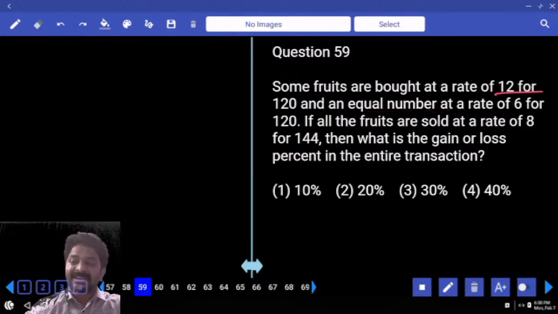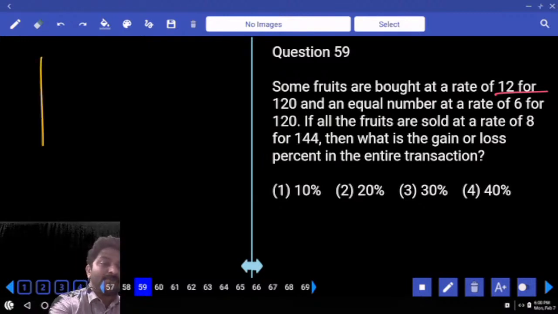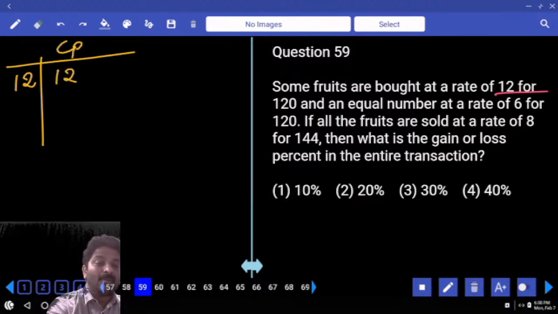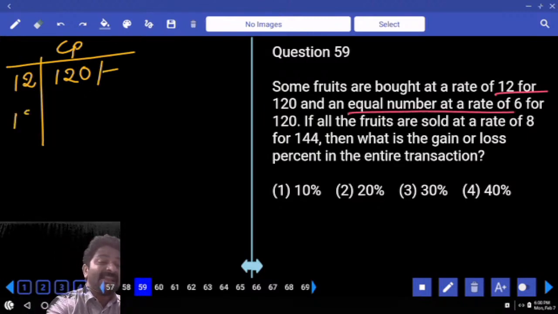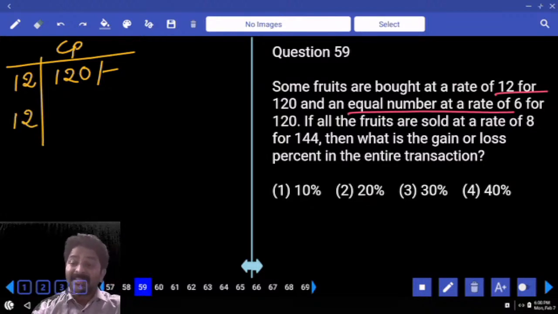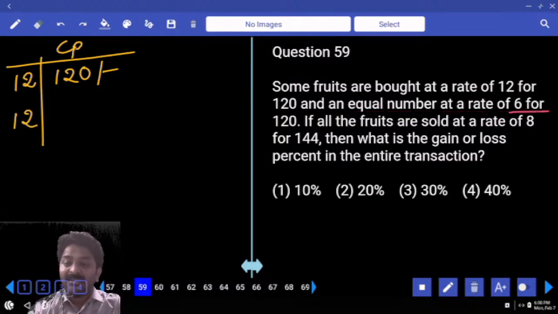Okay. Now in the first case, how many fruits were bought? 12 fruits were bought at the rate of, what is cost price, 120 rupees. Is this clear? An equal number means even in the second case you should purchase the same number of fruits, at the rate of 6 for 120.